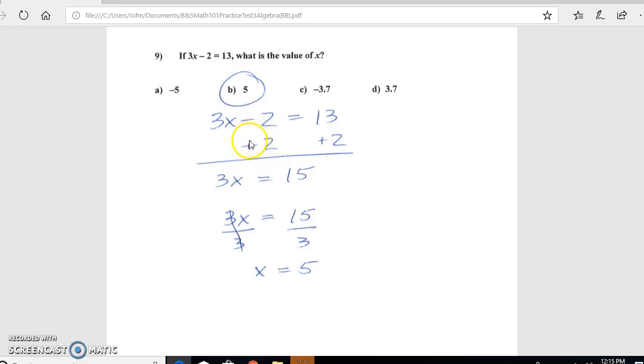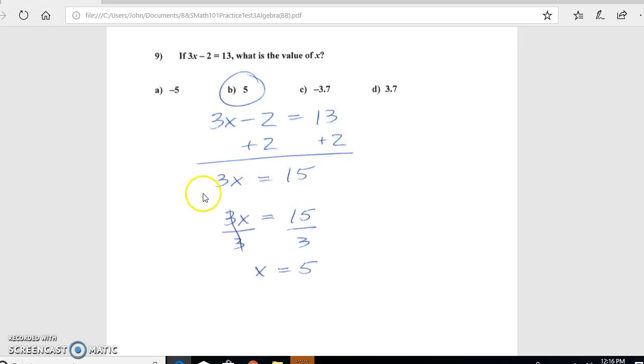I'm adding 2 to this side. The rule for equations is whatever I do on one side, I have to do on the other. So I'm going to add 2 onto this side as well. So when I do this, the 3x is just going to come down. The minus 2 plus 2 are going to cancel. My equal sign comes down, and 13 plus 2 is 15.